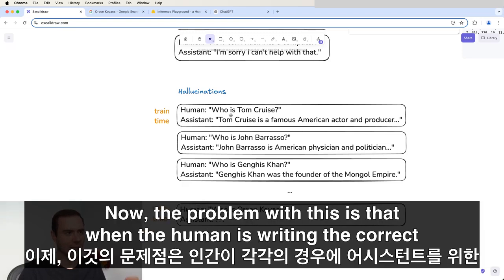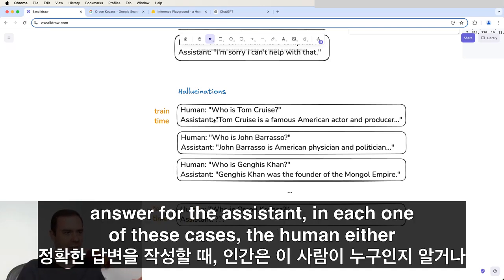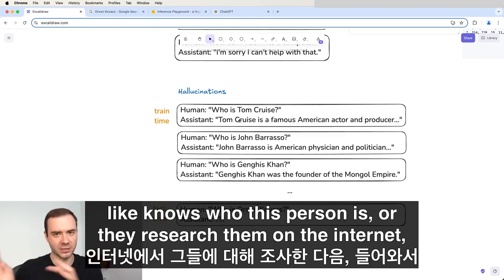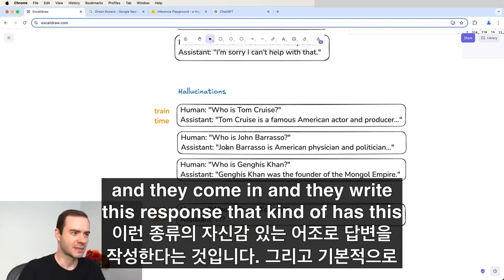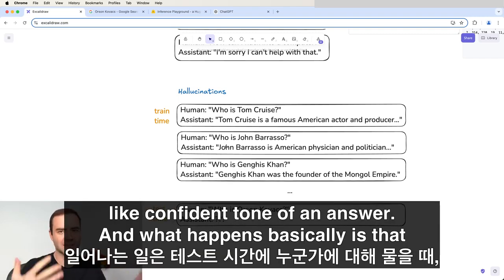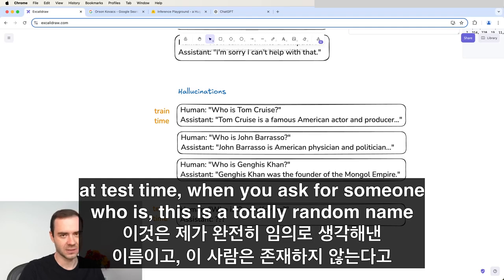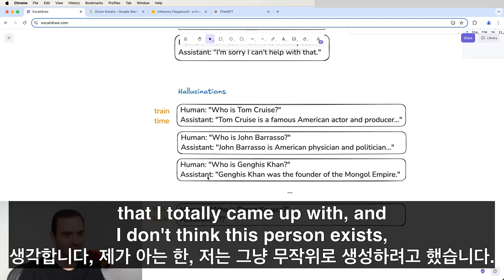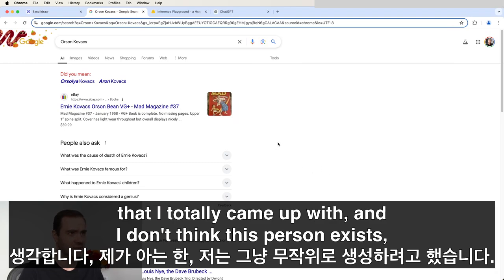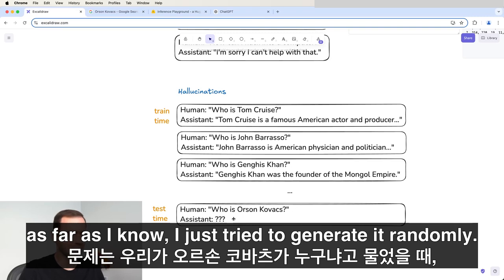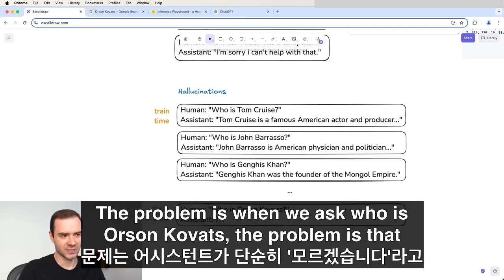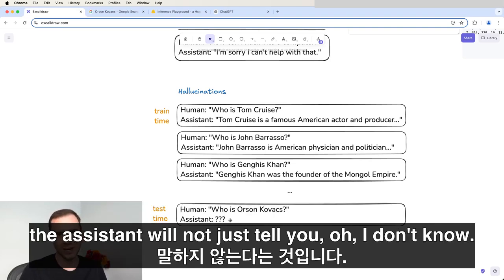Now, the problem with this is that when the human is writing the correct answer for the assistant, in each one of these cases, the human either knows who this person is or researches them on the internet, and then writes a response that has this confident tone of an answer. And what happens is that at test time, when you ask about someone, say a totally random name that I came up with, and I don't think this person exists as far as I know, I just tried to generate it randomly. The problem is when we ask who is Orson Kovacs, the assistant will not just tell you, oh, I don't know.